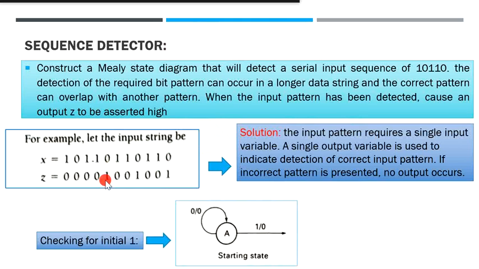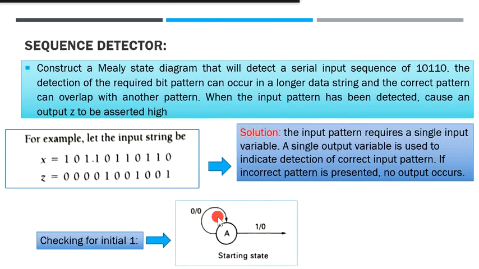Otherwise, it won't be equal to logic 1. So in this particular solution, we have the input variable X. A single output variable is used to indicate the detection of the correct input pattern. If an incorrect pattern is presented, no output occurs. To begin with, we will consider the initial state to be A, and we will check if the input is 1 or 0.